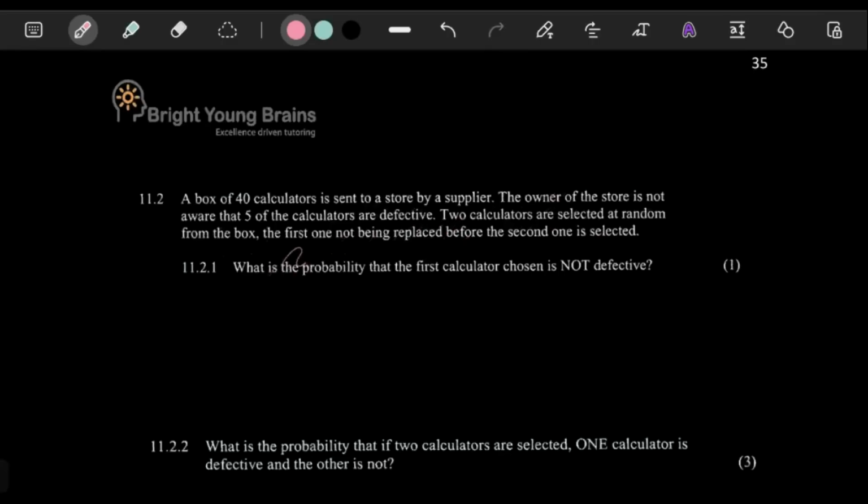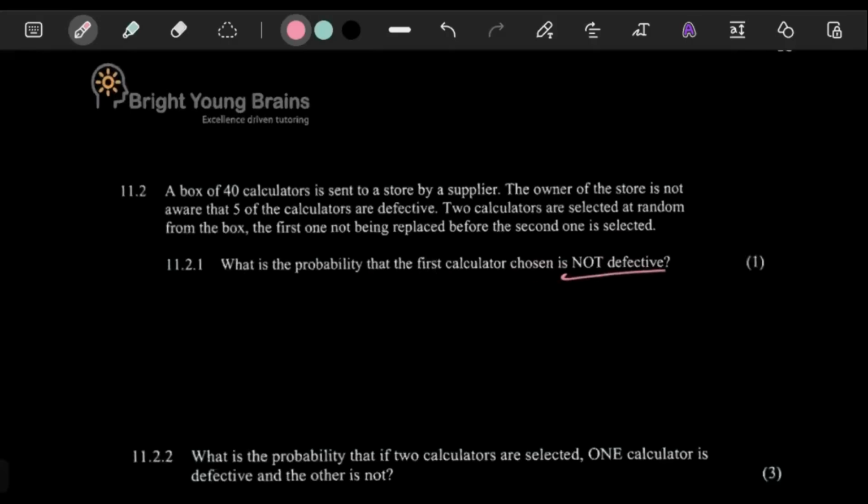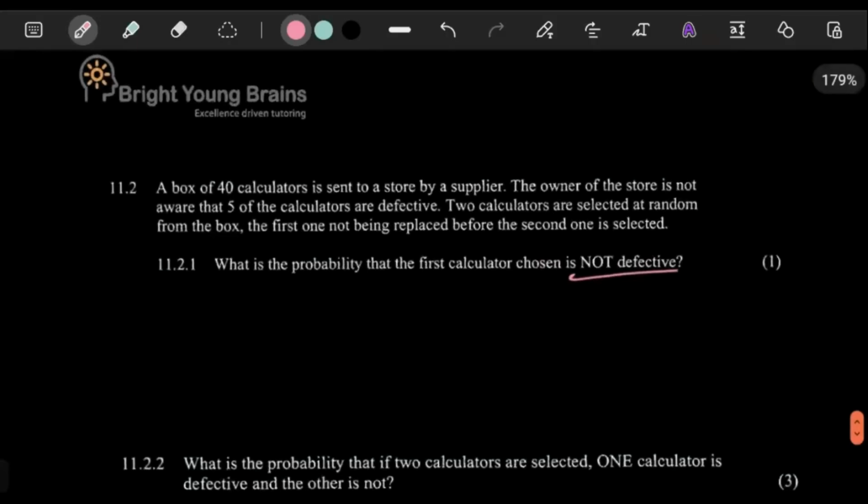And then it says here, the first one is not being replaced before the second one is selected. So it means they take out the first one, and then whatever is left, they take out a second one from there. And then they ask, what is the probability that the first calculator chosen is not defective? Firstly, you want to ask yourself, how many not defective calculators are there? It's 35 calculators that are not defective, because they said 5 of them are defective. So the ones that are not defective is 35.